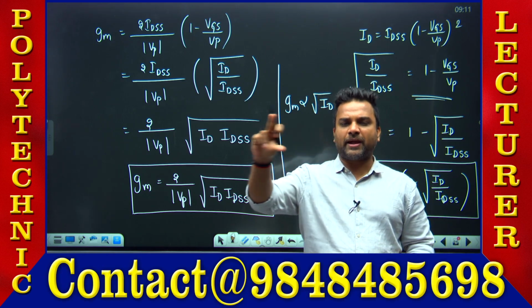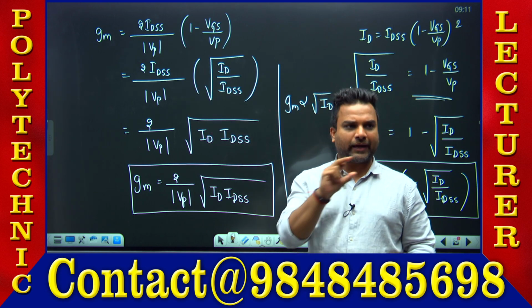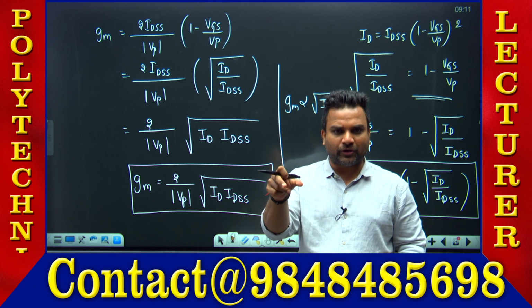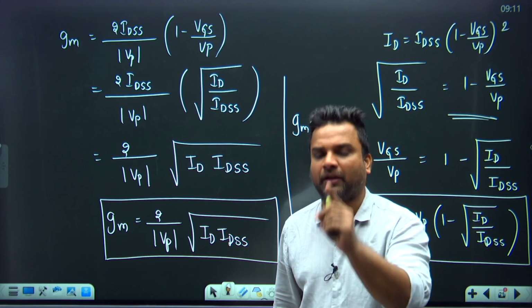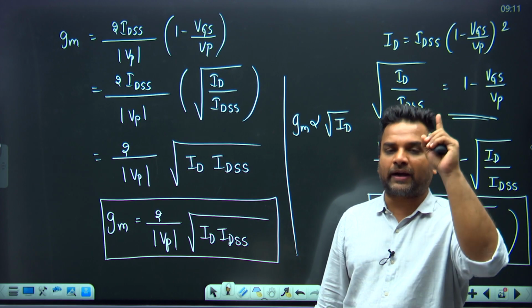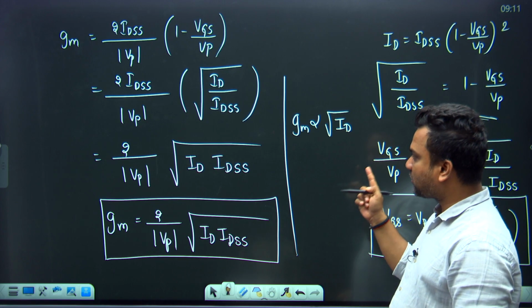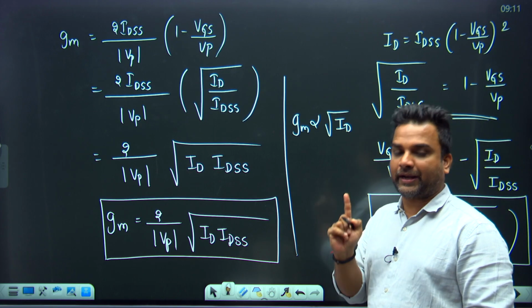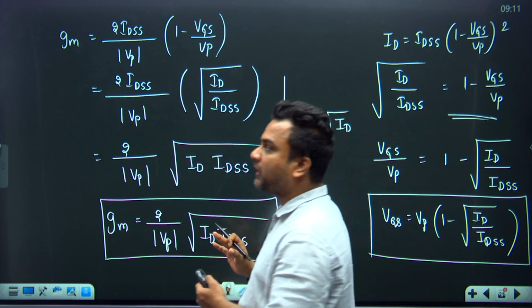Now the question may ask like this: the transconductance of a JFET is directly proportional to ID, ID square, square root of ID, ID cube. Actually it is directly proportional, but exactly speaking it is square root of ID. Okay, so GM is directly proportional to square root of ID guys. This is what the transconductance of FET.